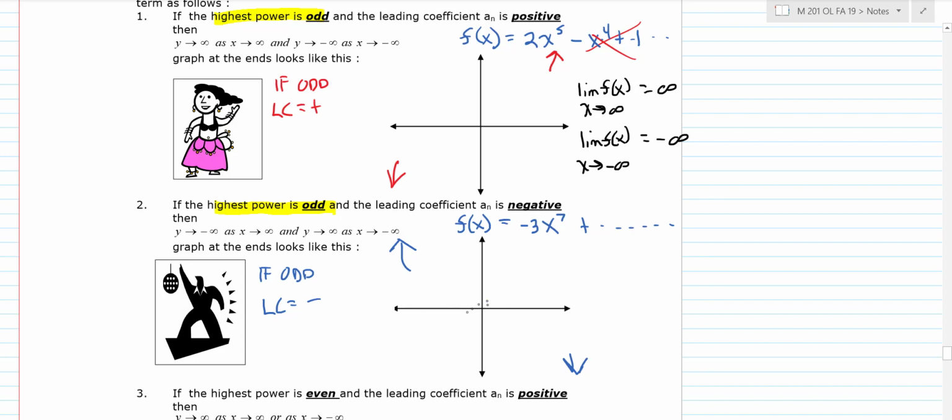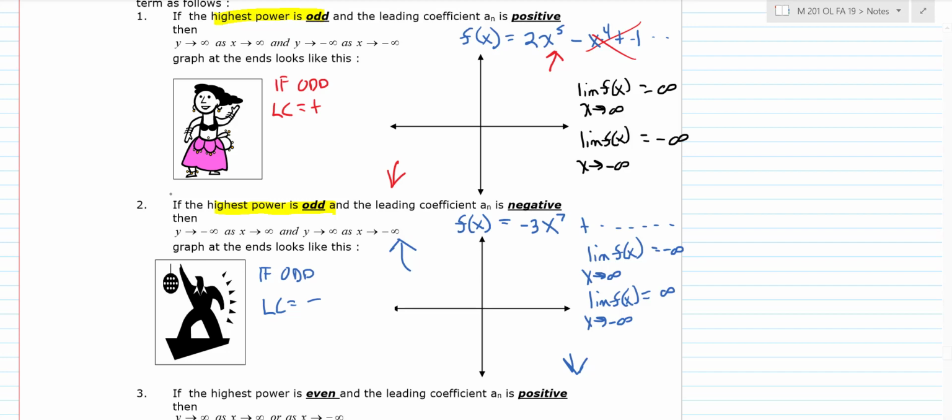The idea would be if you were doing the limit of this kind of function as x approaches infinity, y is going to go to negative infinity. And then for the limit of f of x as x goes to negative infinity, if you go that way on x, y gets bigger and bigger infinitely. That's how it goes. Just think of your odd degree polynomials as looking like these two dancers. Their arms are going in different directions.